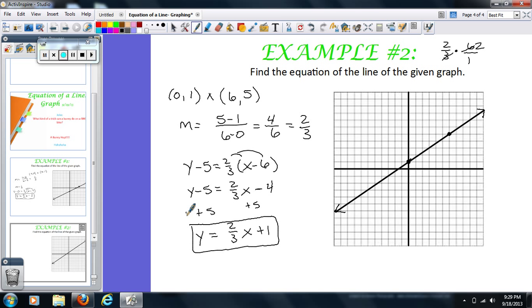And that's really all there is to it, guys. If you really do knock out point slope form and really learn how to use it, it does make a lot of things a whole lot easier.